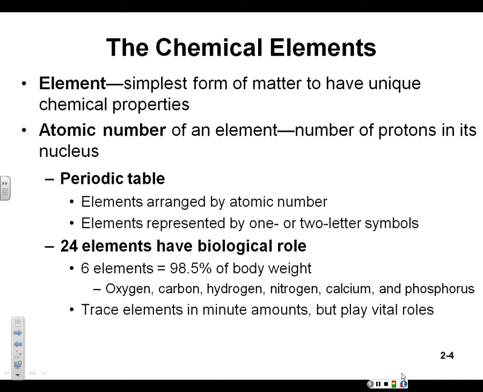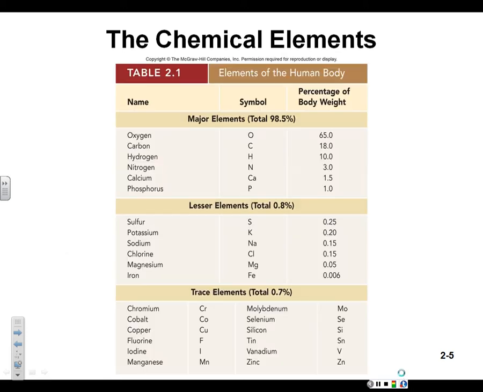All right, who knows the definition for matter? Matter is anything that occupies space and has weight, or mass. So these are major elements, our trace elements, and our lesser elements. All of these are important when we look at the chemical makeup of living organisms.